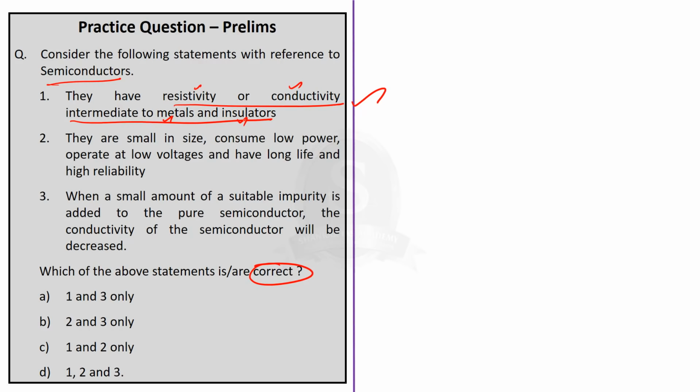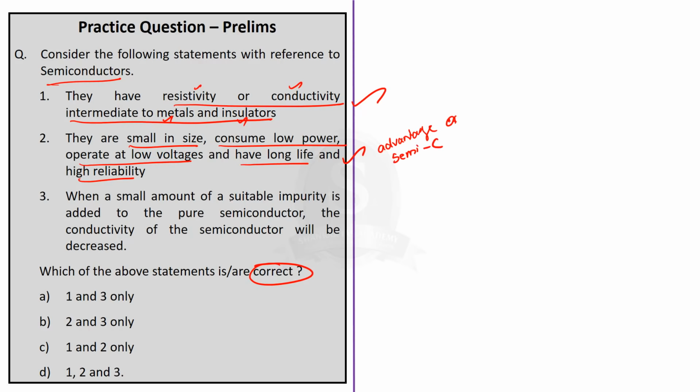Now moving on to the second statement. Semiconductors are small in size, consume low power, operate at low voltage and have long life and high reliability. See, this statement is also correct. The statement is indeed an advantage of semiconductors. Okay. Now moving on to the third statement.